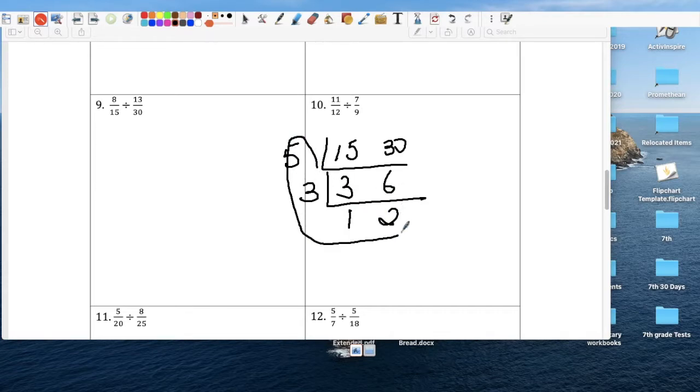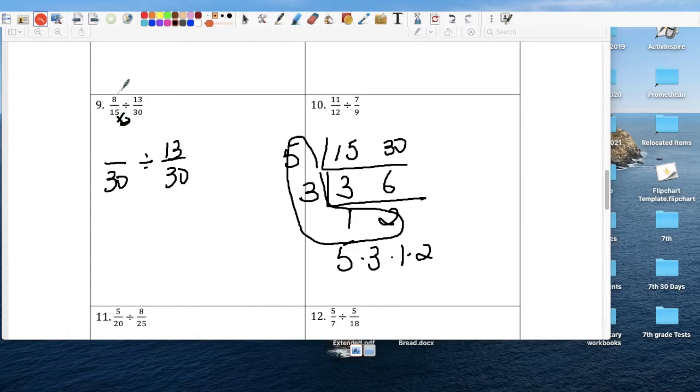Okay, now we do the LCM. We multiply 5 times 3 times 1 times 2, and that gives us 30. So our denominator is going to be 30. Notice that one of them is already 30, so we don't have to do anything. The other one, how did the 15 become 30? Times 2. So I multiply the top times 2, and I get 16.